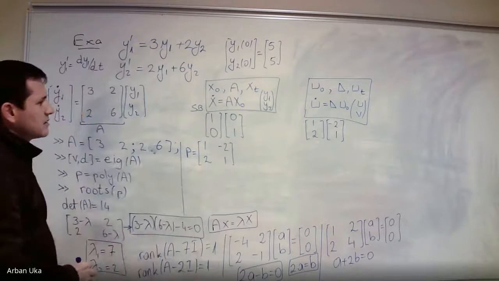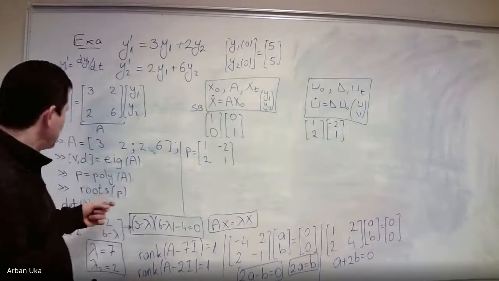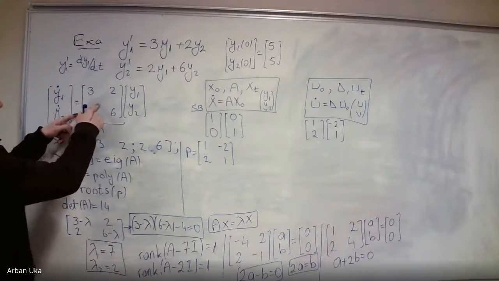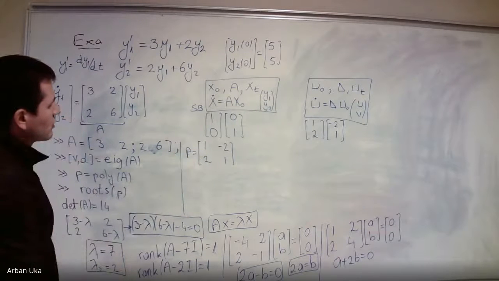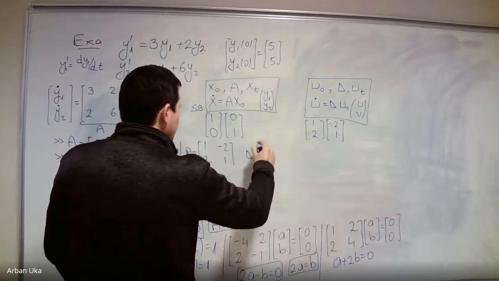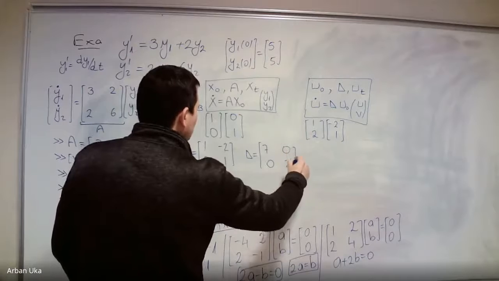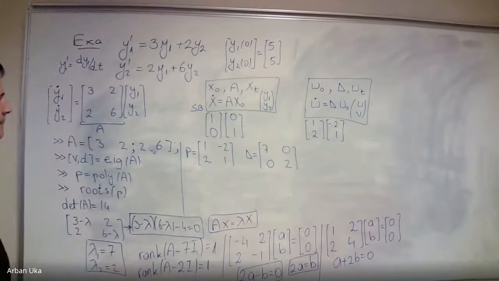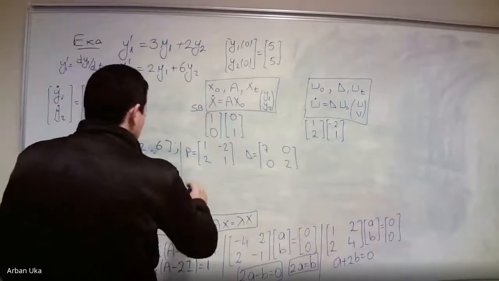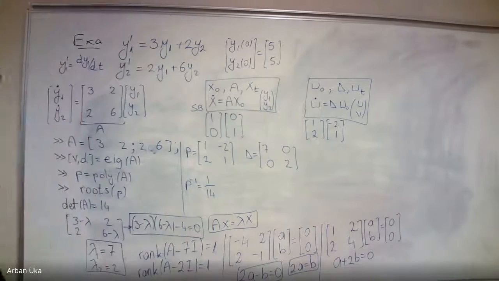So the eigenvectors of this matrix A are put here into the columns of P. Then, what is the diagonal matrix D? 7, 0, 0, 2. So this is the matrix D. And then, what is the P inverse? The P inverse is equal to 1 over the determinant, which is 1 over 14. If this is still true, right? It's 14. No, I think it's 5. 1 over 5.